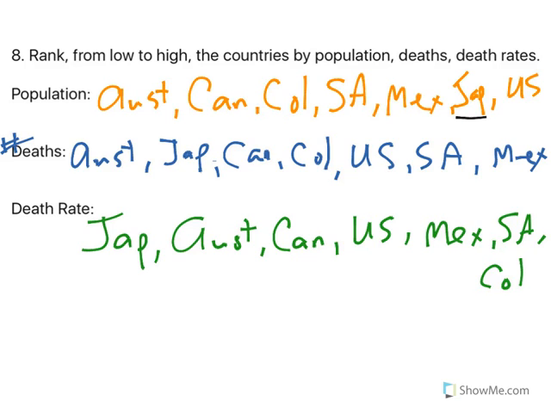So it's just interesting to see how things compare, but you always have to think about the number of people because it does make a difference. The more people you have, the more deaths you would think you would have, whereas Japan showed us that just because you have a lot of people doesn't mean you have to have a lot of homicides. So things are different depending on what you have.